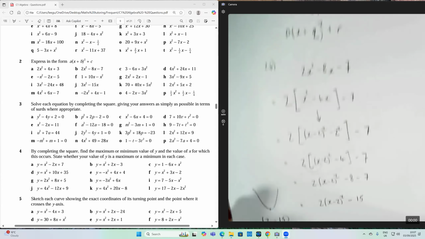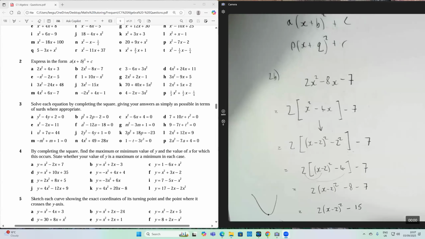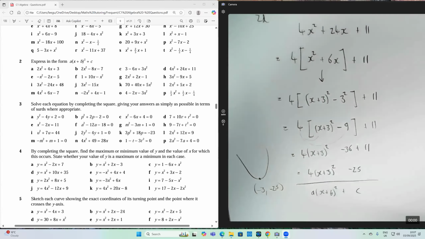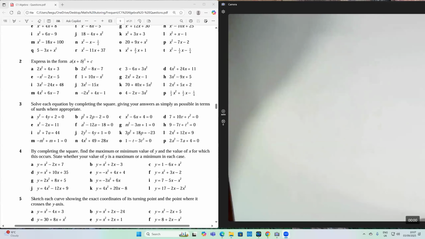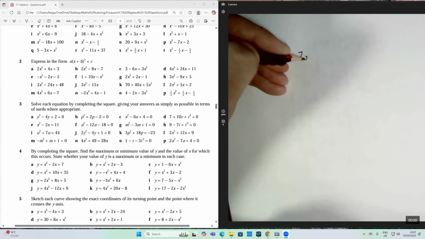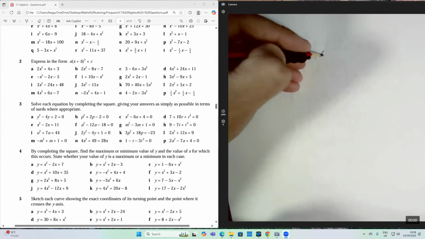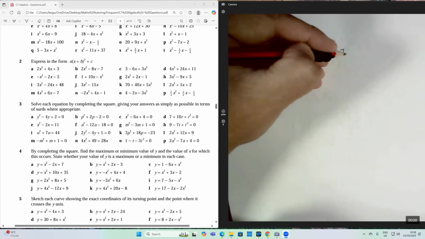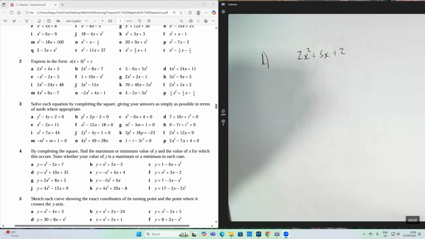Let's do one. Shall we do one that has a fraction in? No, let's do one that introduces a fraction. So let's just do, perhaps we'll do L. Okay, question 2L. So 2x squared plus 5x plus 2. So here we go for 2L.